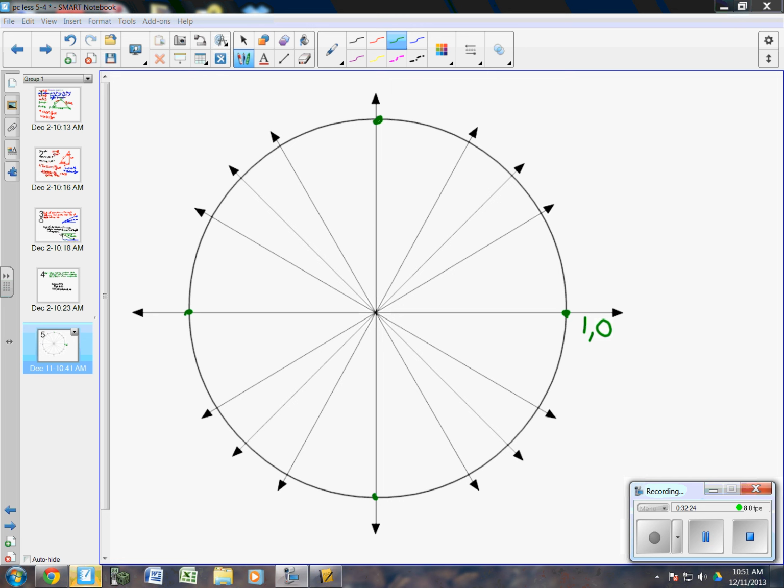What'd you say? This is (1, 0) because the distance from here to here, this is a unit circle. That's a radius. On a unit circle, the radius is 1. So you went to the right 1, and you didn't go up or down. So (1, 0) is your coordinate. What's this one? (0, 1). You didn't go left or right, but you went up 1. What's this one? And what's this one?